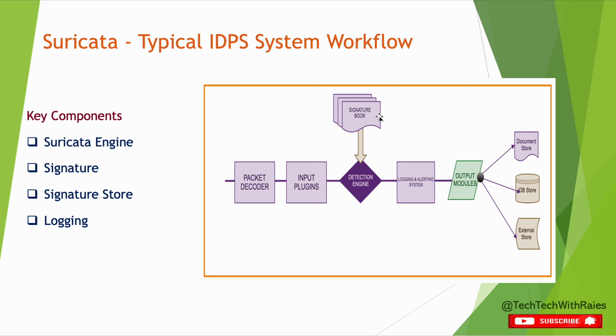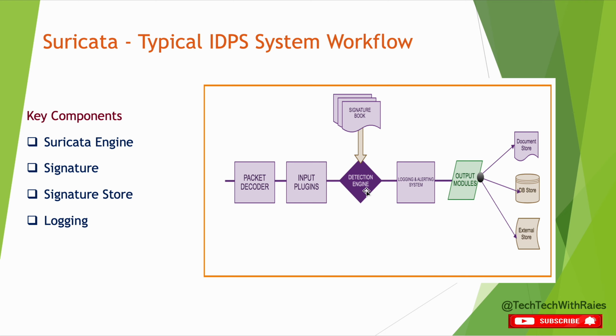Let's say one particular signature says that any to any TCP protocol is allowed, for example. Then it will see whether the packet is coming from any IP address and the protocol is TCP, then it will allow, otherwise it will drop, for example. So all the detection or prevention decisions are taken here.